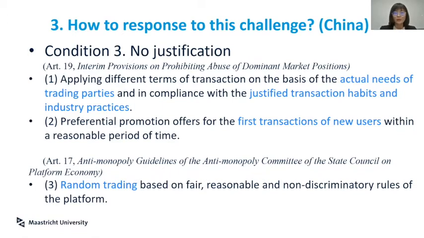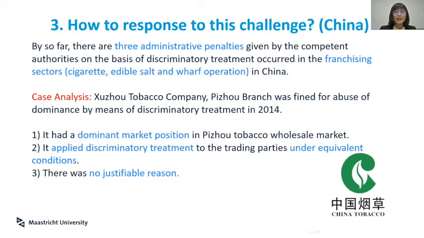of the platform. By so far, there are 3 administrative penalties given by the competent authority based on discriminatory treatment in franchising sectors in China. Let's see a typical case. Xuzhou Tobacco Company, Pizhou branch, was fined for abuse of dominance by means of discriminatory treatment in 2014. Firstly, it has a dominant market position in Pizhou tobacco wholesale market.